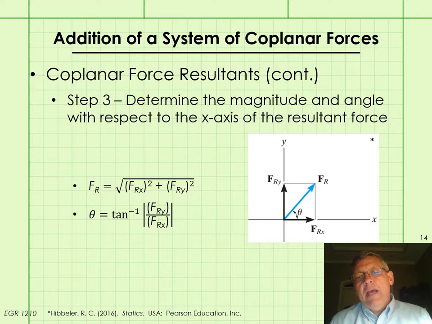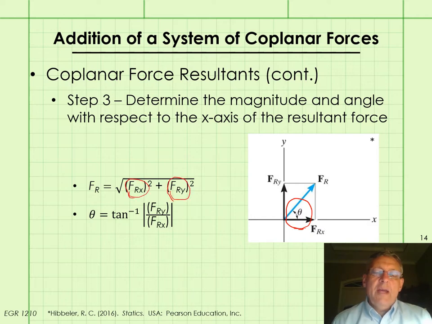Step three is to determine the magnitude and direction of the resultant force. Now, if you're not told otherwise, you'll give the direction of the force as the angle with respect to the x-axis, shown here as theta. Sometimes the problem will ask you to give the direction with respect to the y-axis, or clockwise from the y-axis, or counterclockwise from the x-axis. So you have to look out for that. But the default is the angle from the x-axis.